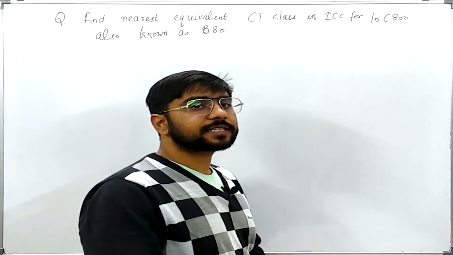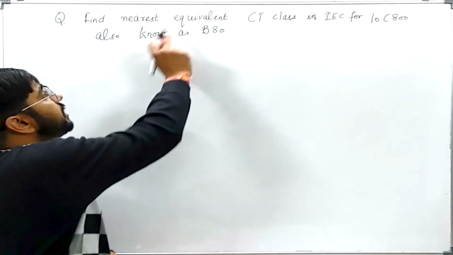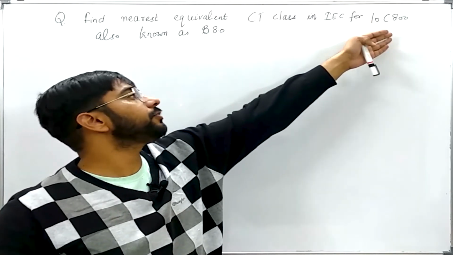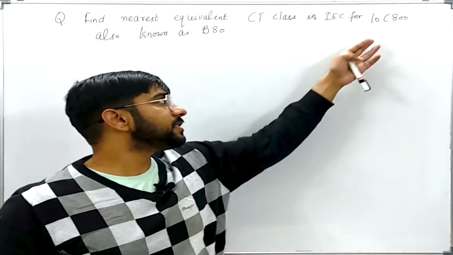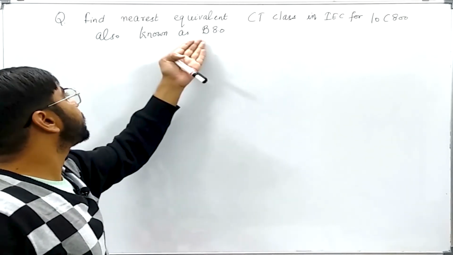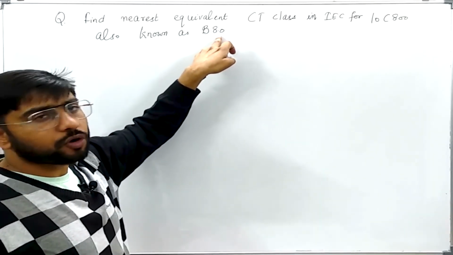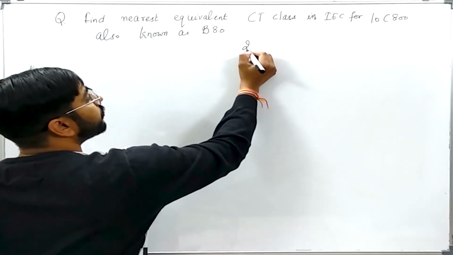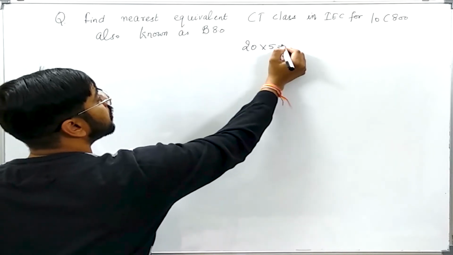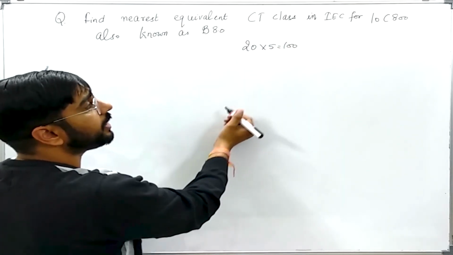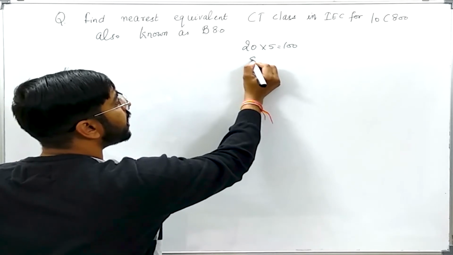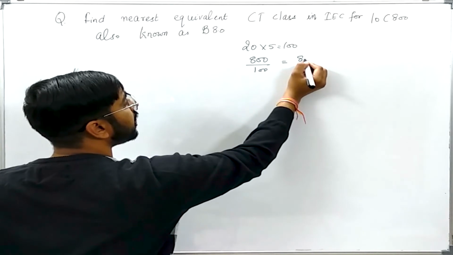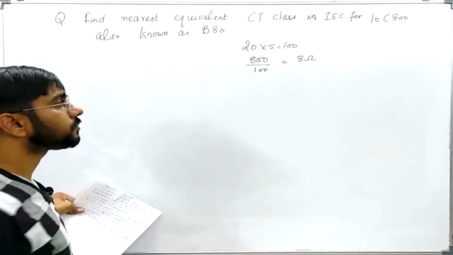Now let us see the numerical example. Here we are asked to find the nearest equivalent CT class in IEC for a 10C800 CT of IEEE classification. Now this 10C800 is also known as B8. B means burden and 8 means ohm. Now we can see that at 20 times normal current, the voltage generated on the terminals of the CT will be 800 volt. So the burden connected will be approximately 8 ohm. So that's why this has come here.